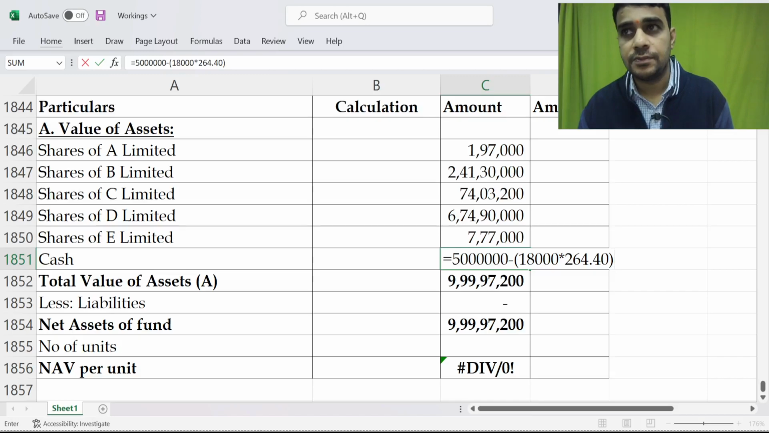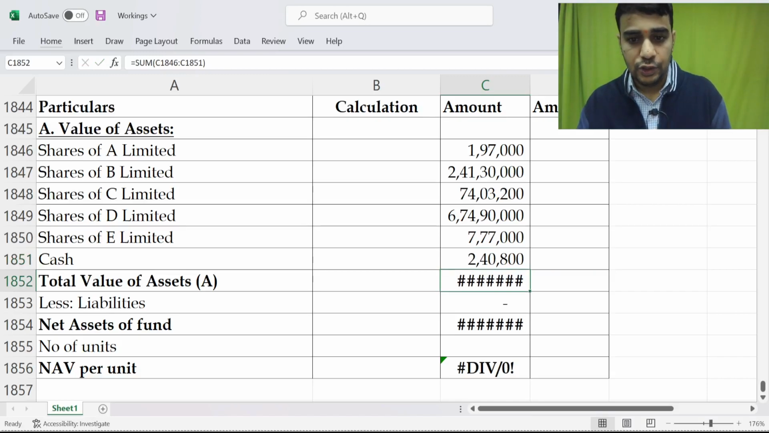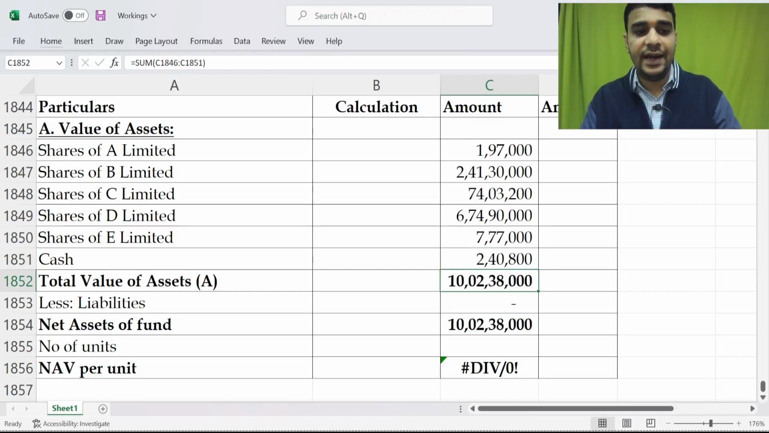Any doubts on this? If you check, your net value of assets would have exactly gone up by 50 lakh rupees. Last time, whatever value you had, now it would have gone up by 50 lakh rupees. Any doubts till now? Clear?